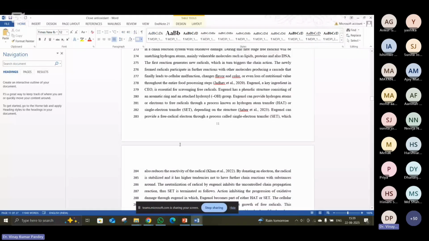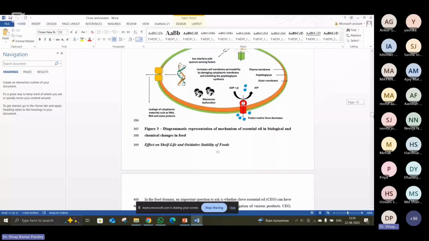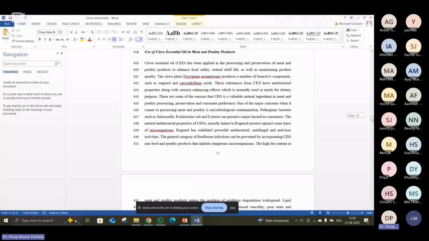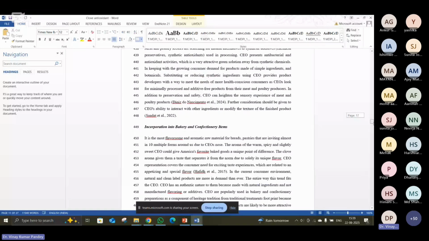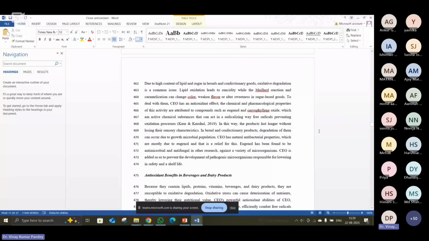So this is how a review paper looks like. It's a literature survey. I have shown the mechanism. I did not work in the laboratory for this review paper. I have conducted the survey. I have collected some published papers, I have read them, and I have given the citations and references at the end.